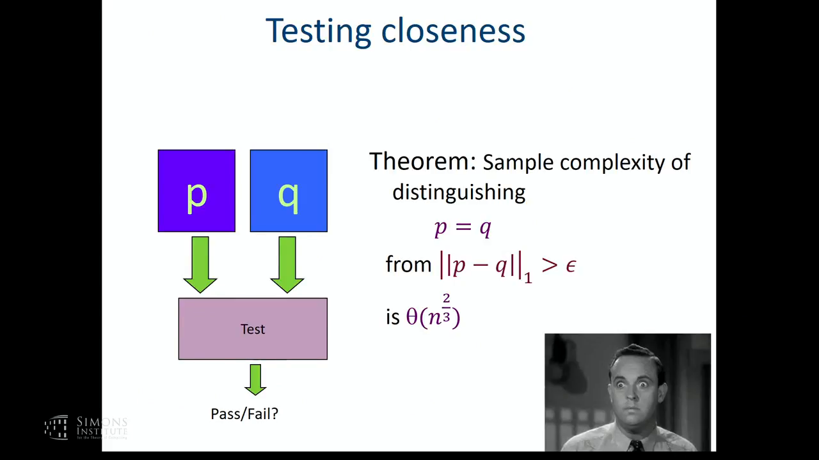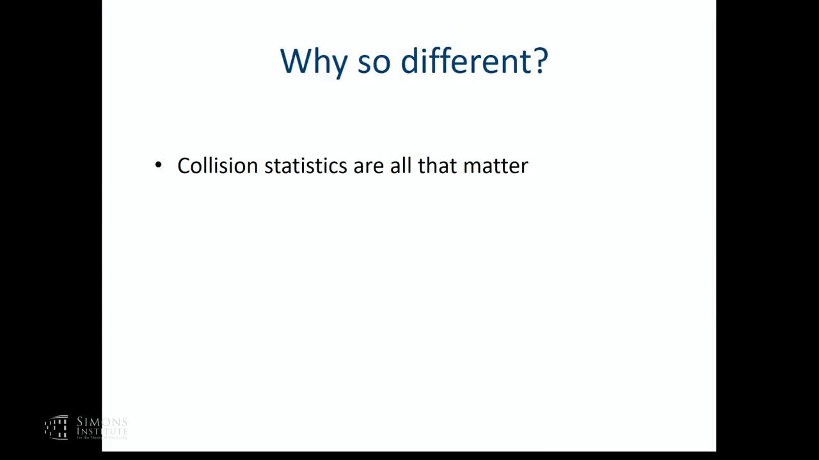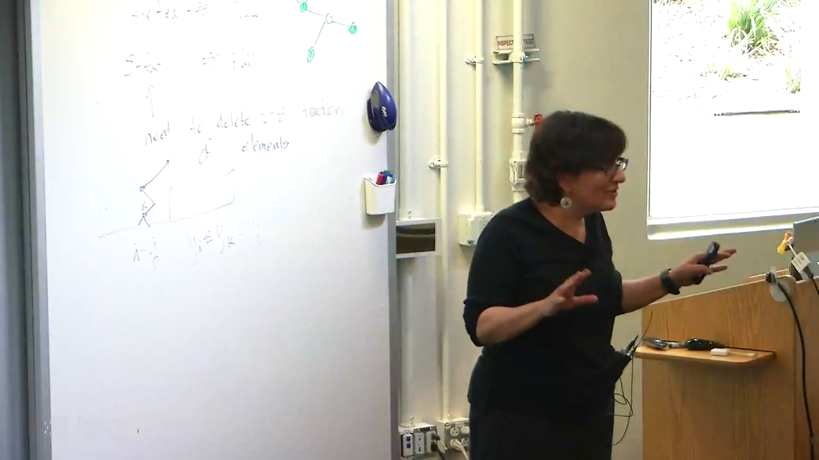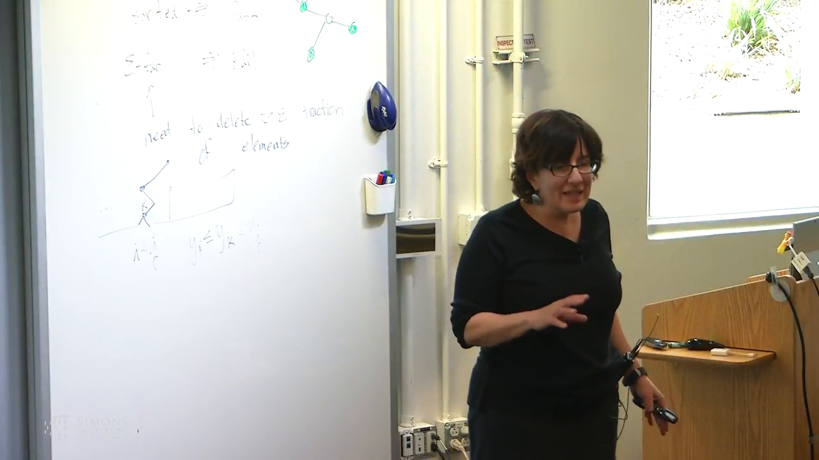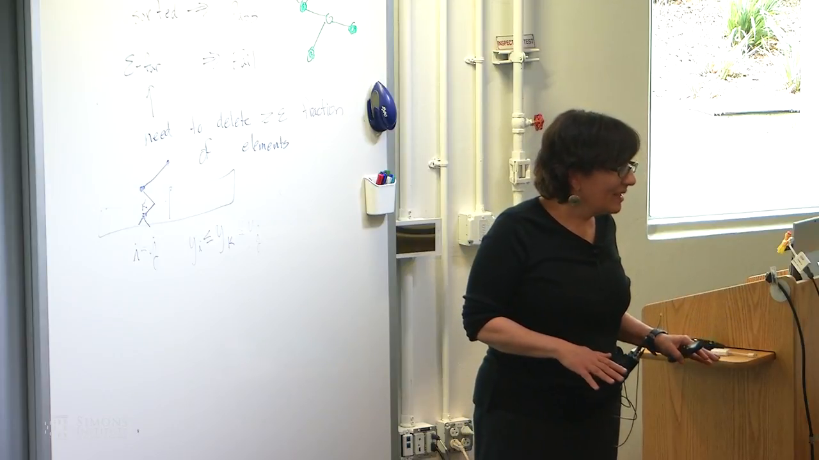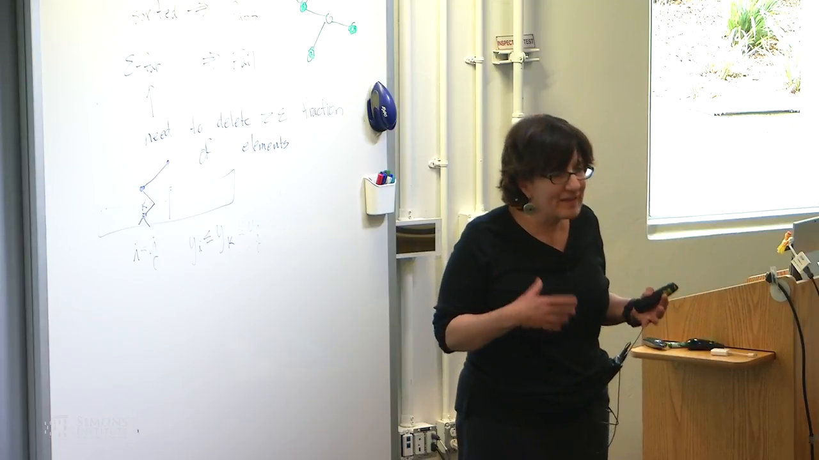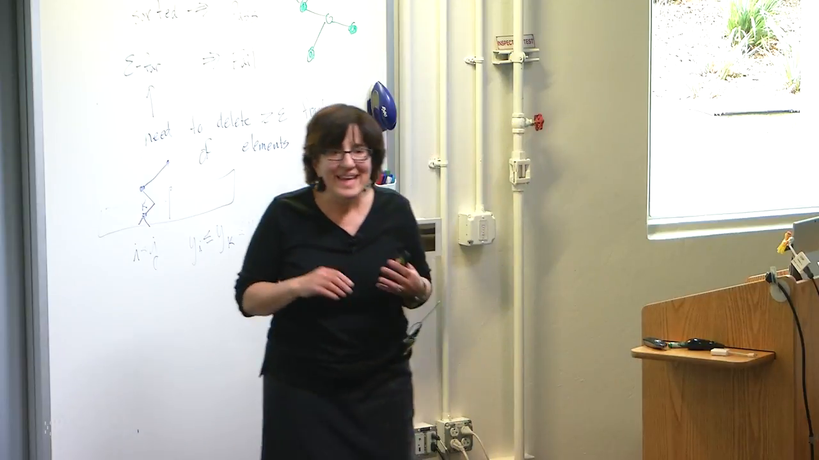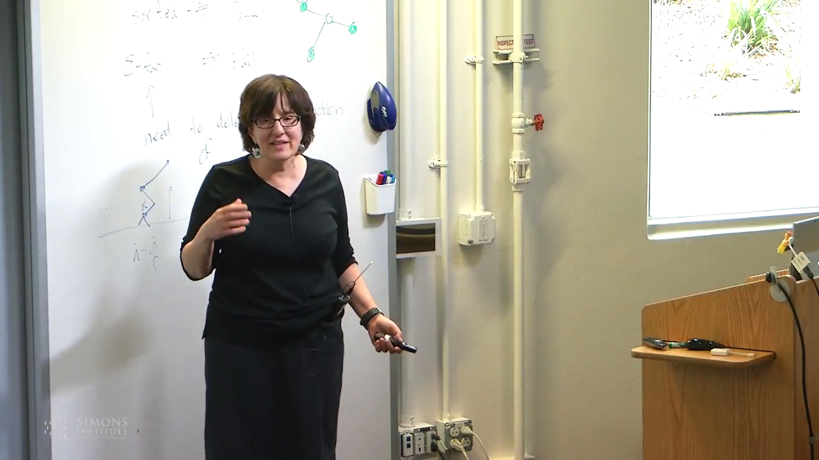What I wanted to mention is that when p and q are both given by samples, and I get charged for both sets of samples, things are actually harder. We thought it should also be root n, because everything else was root n. But it turned out to be n to the 2/3. That was a shock to us. Why is it so different? Well, if there's anything you remember from this section of the talk, it's that anything we do with testing distributions, if you're talking about sublinear time and symmetric properties such as uniformity or estimating entropy, in the end it all comes down to testing collisions.